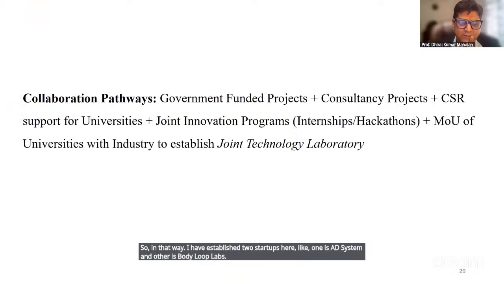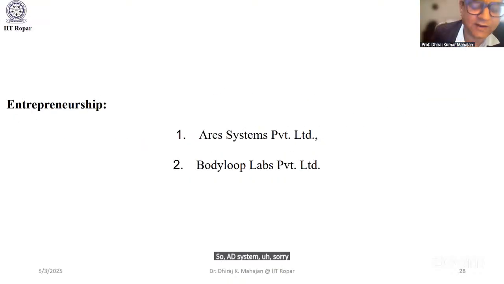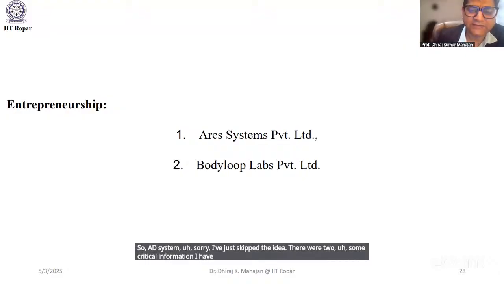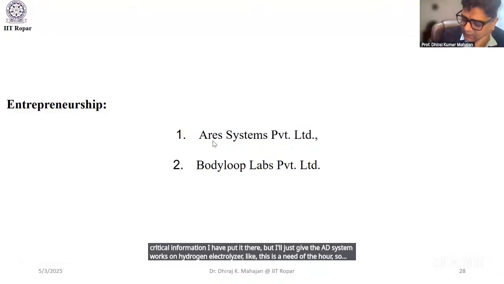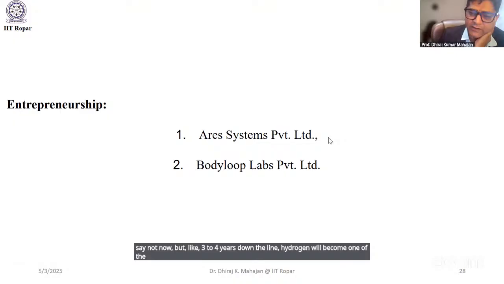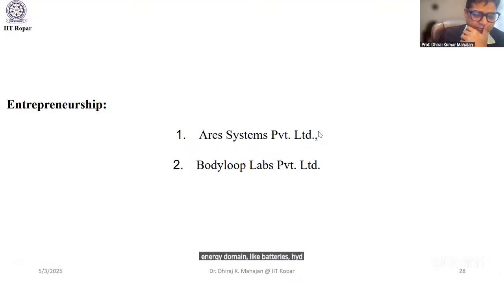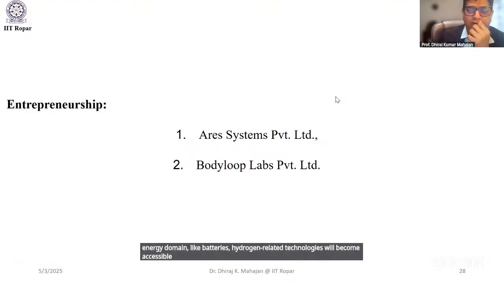AD System, sorry, I had skipped the idea. AD System works on hydrogen electrolyzers. This is a need of the hour. I'll say not now, but 3 to 4 years down the line, hydrogen will become one of the important ingredients of our energy domain. Like batteries, hydrogen related technologies will become accessible in the next 4 to 5 years.